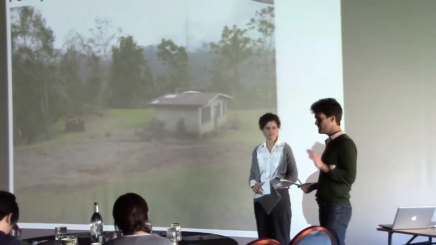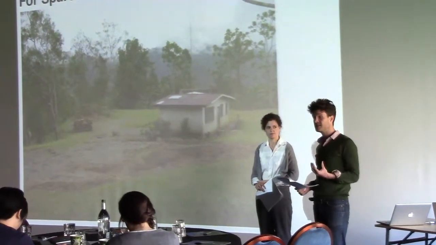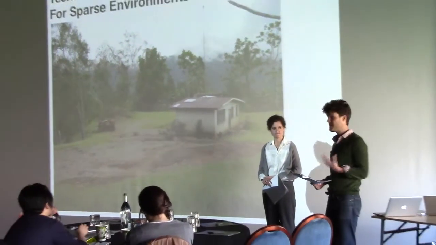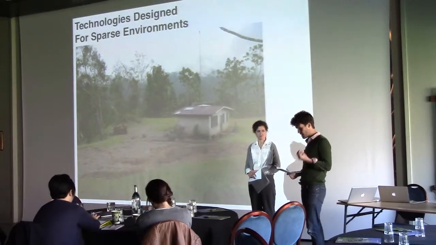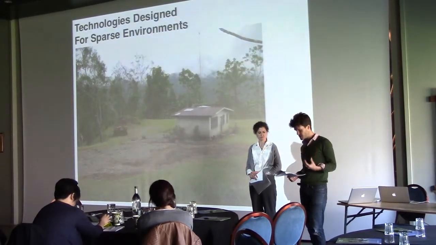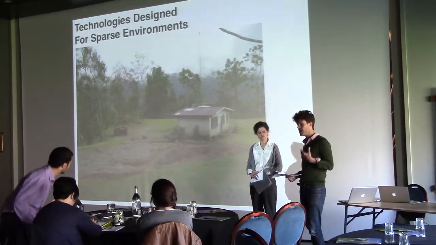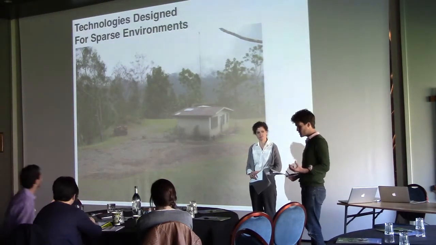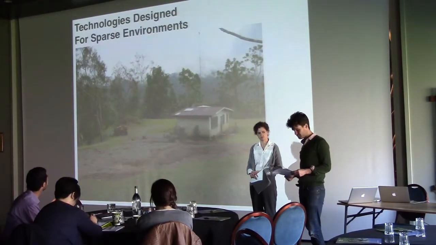So, we'd like to use the opportunity today to talk about or think through some ideas about technologies that are being designed for what we think we might be able to call sparse environments. These are technologies that, by conception and by design, imagine contexts in which institutions, systems, technologies, and people are uncoordinated, but which, we would argue, also produce this context as an effect.